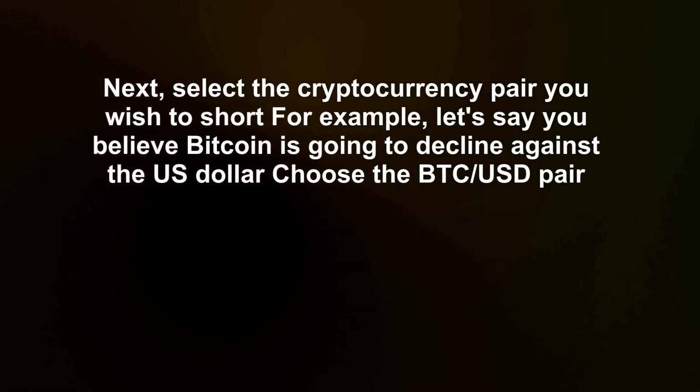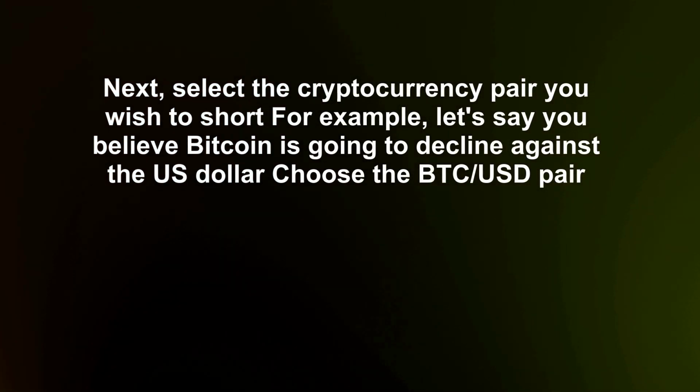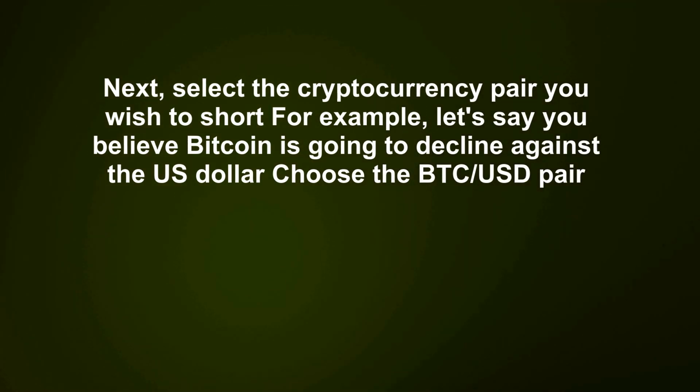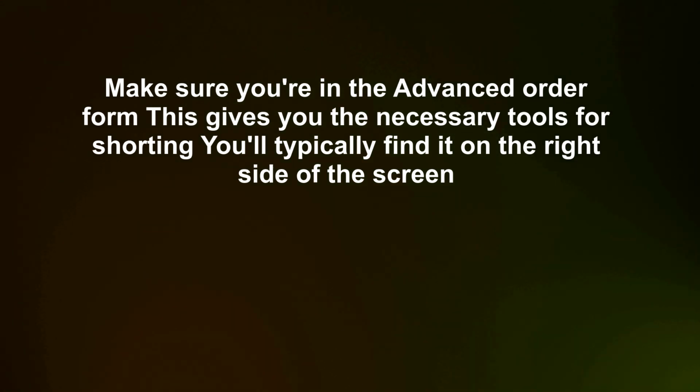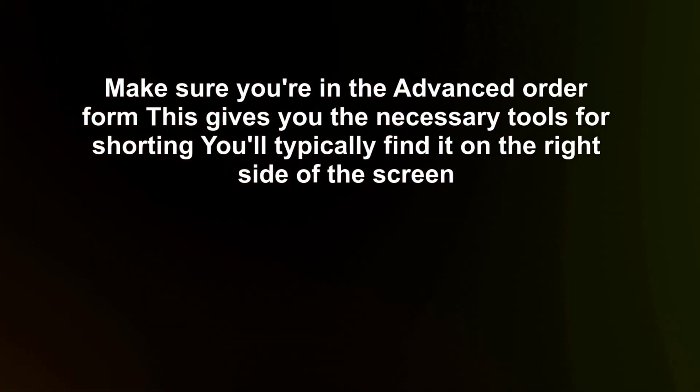Next, select the cryptocurrency pair you wish to short. For example, let's say you believe Bitcoin is going to decline against the US dollar. Choose the BTC-USD pair. Make sure you're in the advanced order form. This gives you the necessary tools for shorting. You'll typically find it on the right side of the screen.